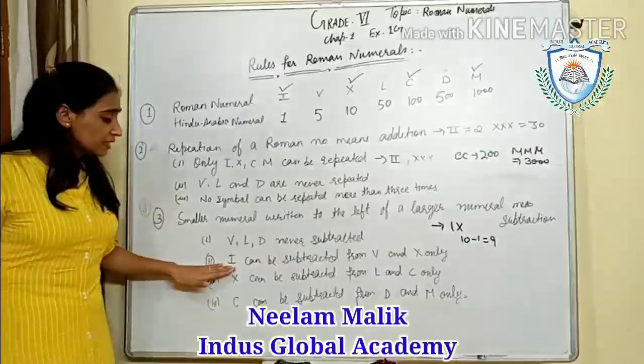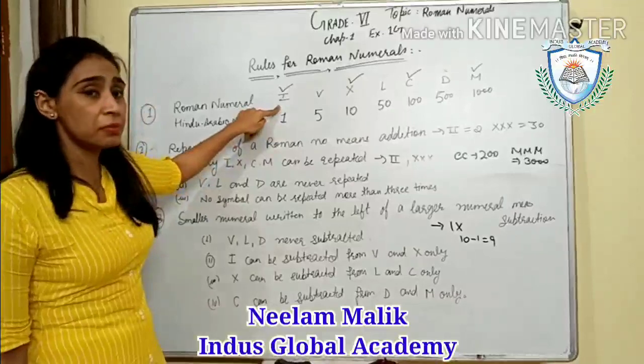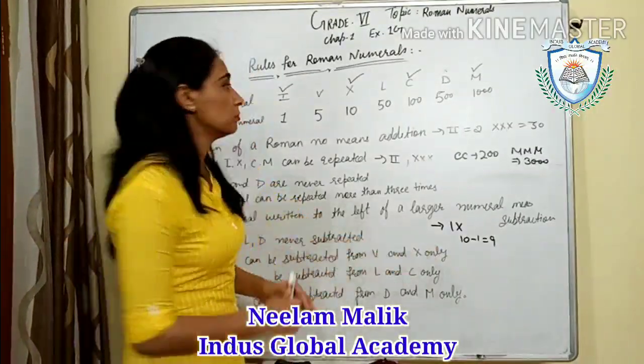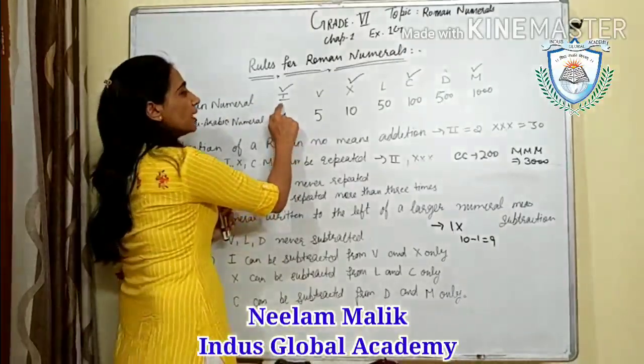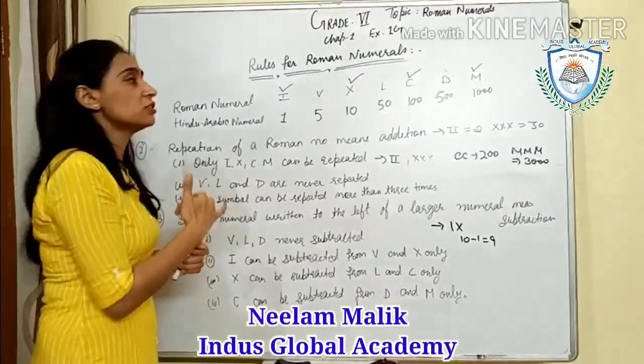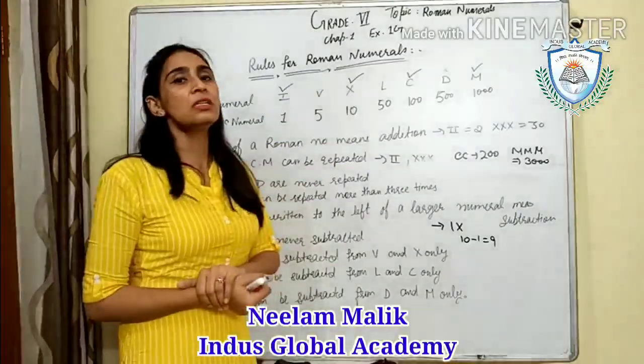Another rule is that I can be subtracted. This I can be subtracted only from V and X, meaning we can use I on the left hand side only of these two symbols, V and X.